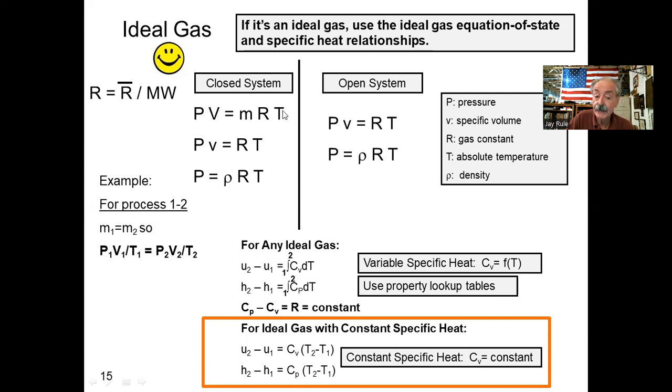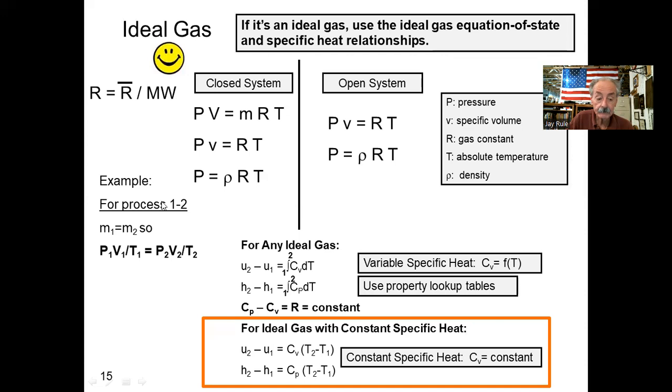PV equals mRT. P times little v is equal to RT. P equals rho RT. You should know how to use those. We've had a good number of homework problems where this is used. Remember, what's R? The gas constant. It's R bar over the molecular weight. I hope you have R bar committed to memory, both the numerical value and the units of R bar.